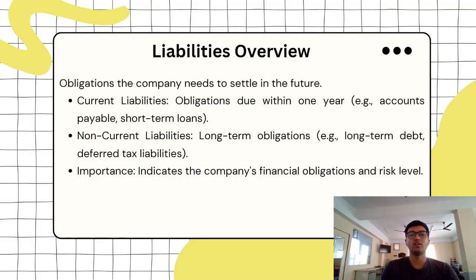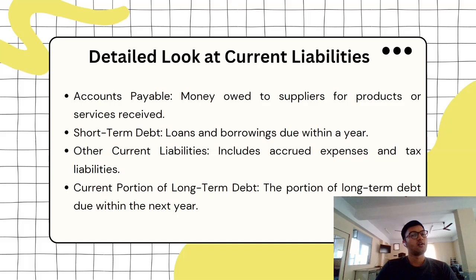And the liabilities overview. Liabilities is just two sections, and liabilities and equities together equal assets. So liabilities will be current liabilities and non-current liabilities. Current liabilities are those that you have to repay within 1 year. Non-current liabilities are the liabilities that you can repay in more than 1 year, and it indicates the company's financial position and risk level.